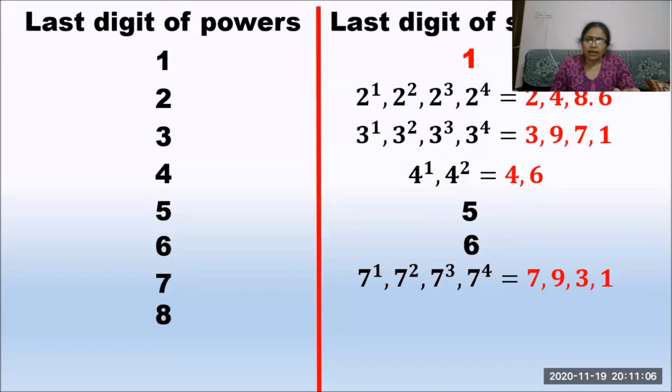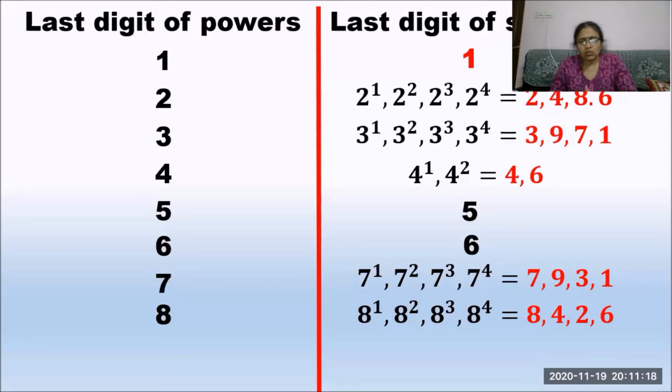8 again: 8, 4, 2, 6. 8 to the power 1 is 8. 8 to the power 2 is 64, so 4. 8 to the power 3 is 512, that is 2. And 8 to the power 4 has 6 as the last digit. Then 9: 9 to the power 1 and 9 to the power 2 repeat in a period of 2, that is 9 and 1. It keeps repeating 9, 1, 9, 1. If you remember these periods and patterns, you can easily find the last digit of the solution.